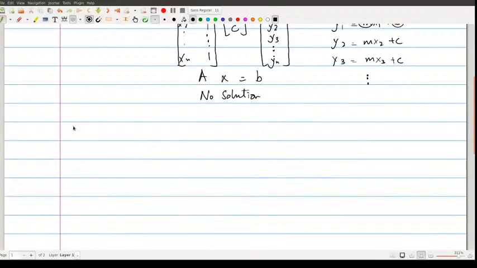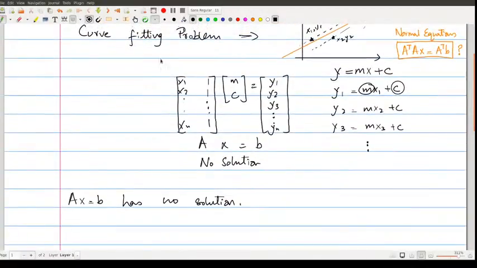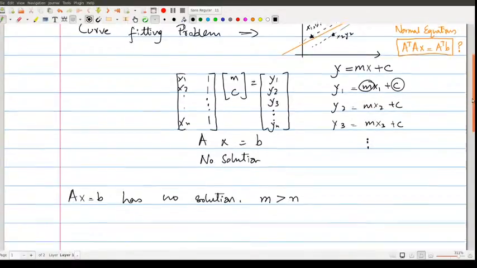So let me rewrite the problem. The problem is Ax = b has no solution, right? And this tends to happen a lot. Notice that we're dealing with a case where there are lots of equations and just two variables, so this is usually something we run into when m is greater than n, right?